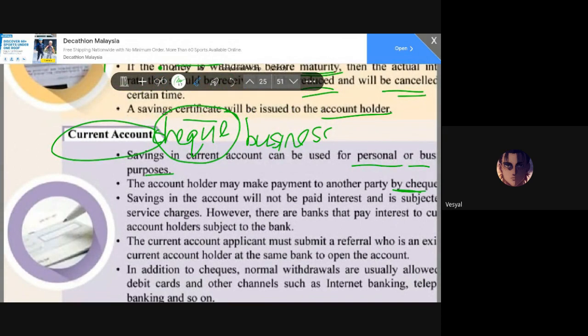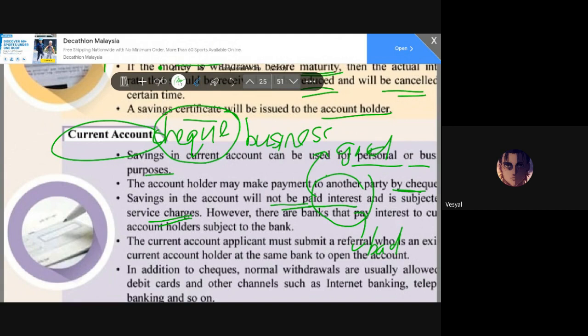And the next thing is savings in the account will not be paid interest and are subjected to service charges. So this is a disadvantage. Sometimes interest, right? Don't get confused. Interest can also mean good and bad. There's good interest, there's also bad interest. It depends on your point of view or who you are when you're receiving that interest. So you need to be careful also.